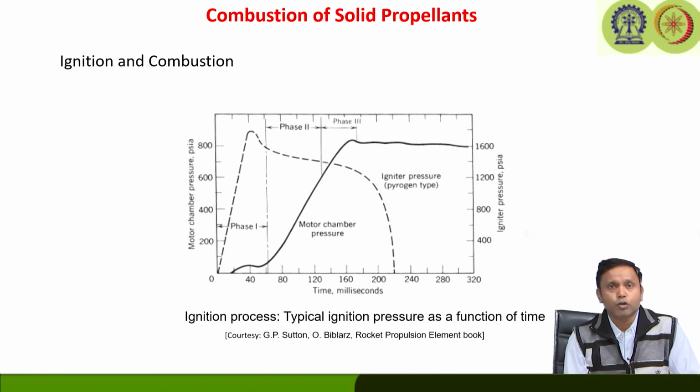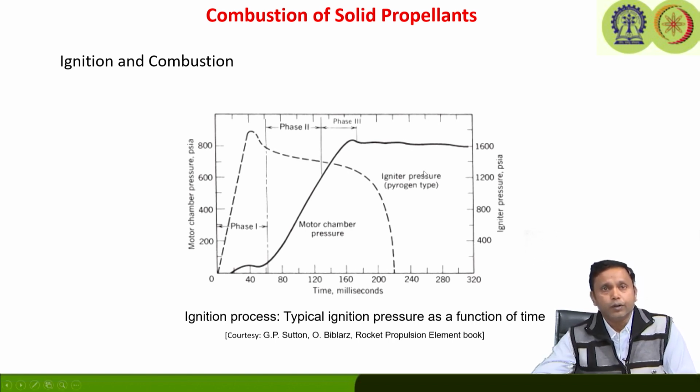So, we will talk about that process in detail in the discussion of the burning mechanism of composite propellants. Now, what I try to understand through this plot is, this is a typical ignition pressure as a function of time. If you look at the plot carefully, there are two lines shown here. One is the dotted line, which is the igniter pressure. Igniter pressure means the material which is going to ignite the main propellant.